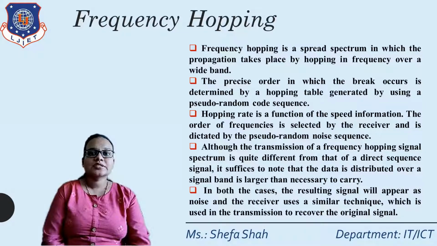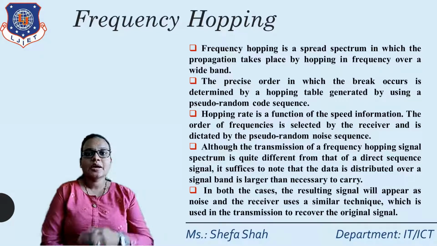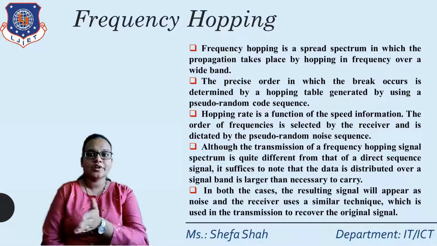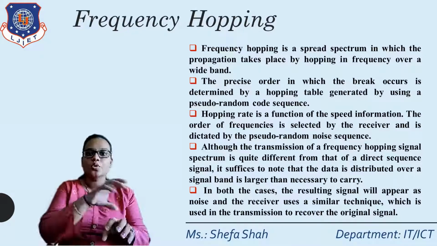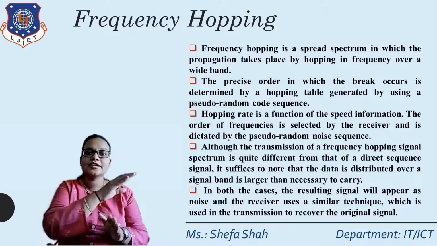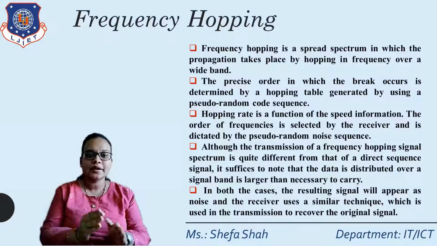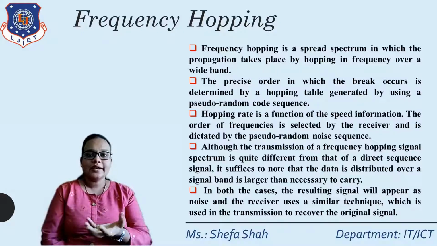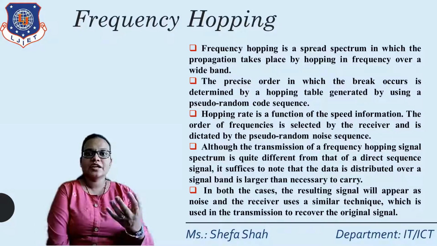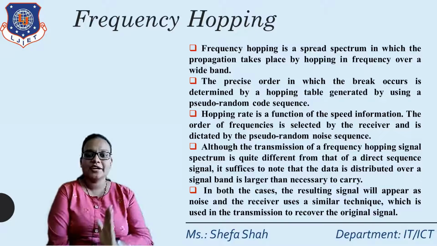Now we will discuss the second type of spread spectrum technique, that is frequency hopping, right? So let's discuss first of all what frequency hopping is. Frequency hopping is a spread spectrum in which the propagation takes place by hopping in frequency over a wideband. That means the whole data is spread over the whole frequency band, right? And the signal is detected with the help of FSK modulation and demodulation.